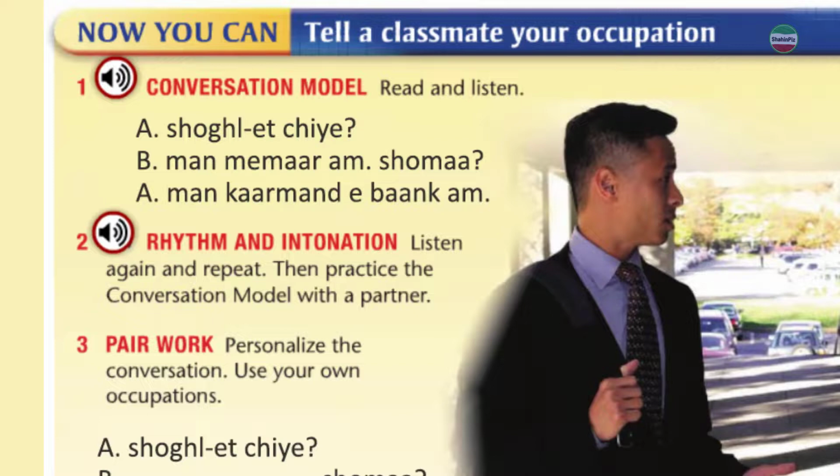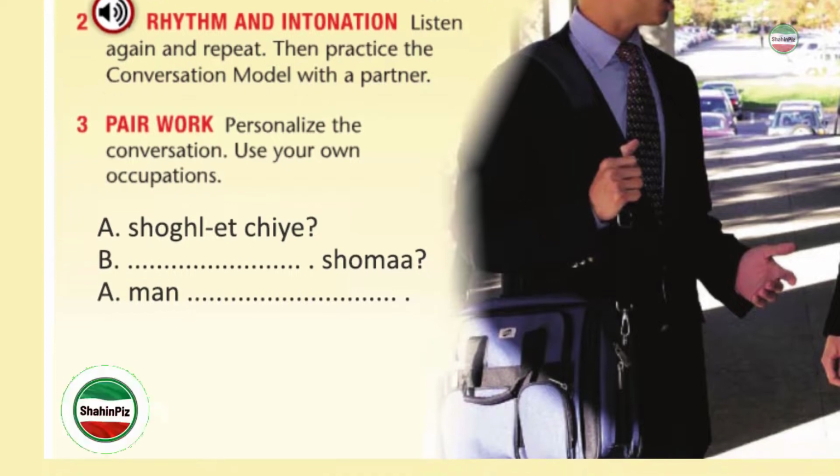That's right. Now use your occupation. I'm partner A and you are B. شغلت چیه؟ You.